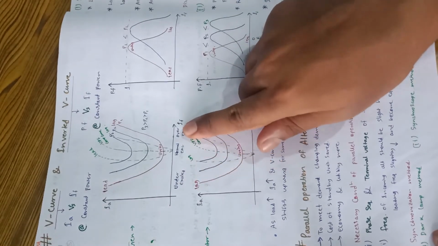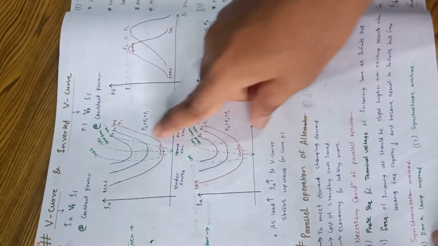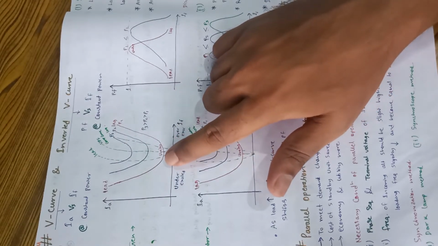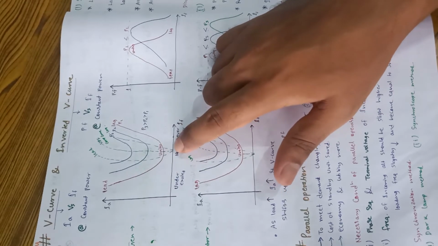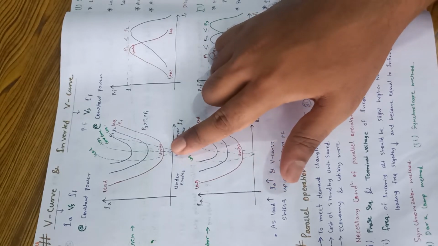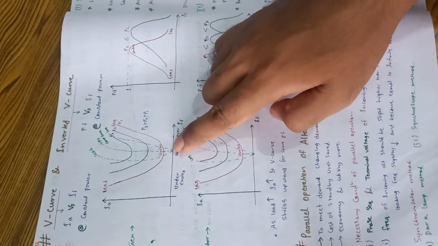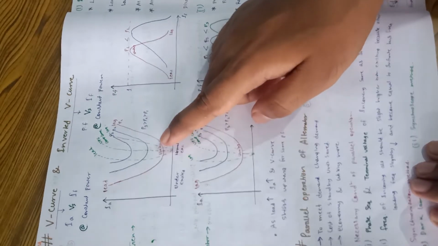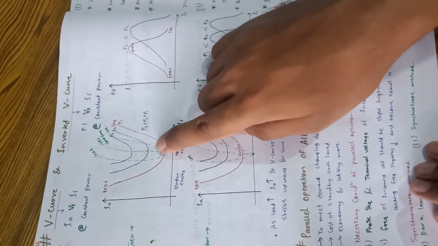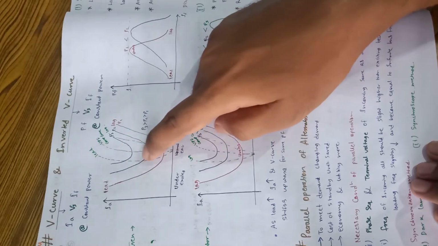Similarly for over excited, the generator gives reactive power, meaning giving lagging current, so it is operating at lagging power factor. For normally excited, the bottom peak will be unity. When we increase load, IA will increase, and the V curve will shift upward. As load is increasing, the V curve is shifting upward.